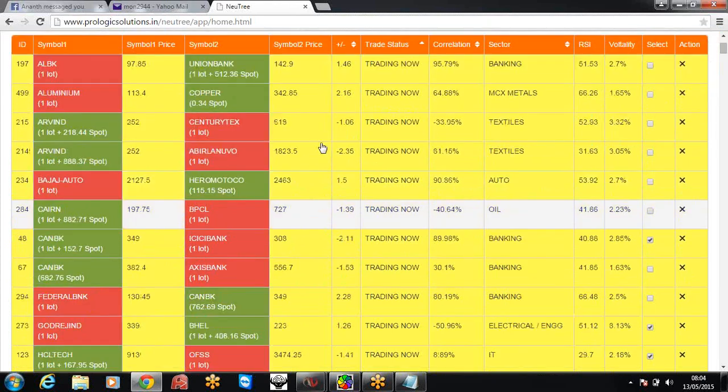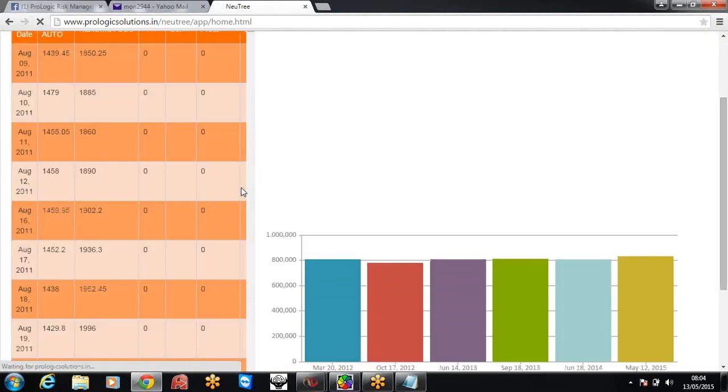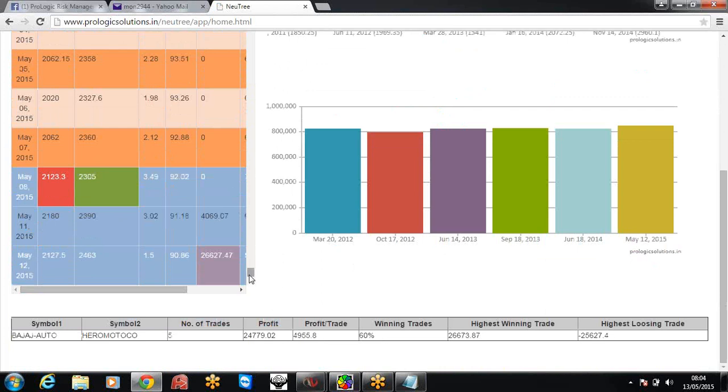These are old calls, Arvind, let's not waste our time. Bajaj Auto and Hero Motocorp, that's a new call. You can see that this particular trade has already given you 20%. The call was generated on May 8th. Bajaj Auto was a short, so you'll short one lot in Bajaj Auto and you'll buy one lot in Hero Motocorp. Your Z score is 3.49, more than 2.7.